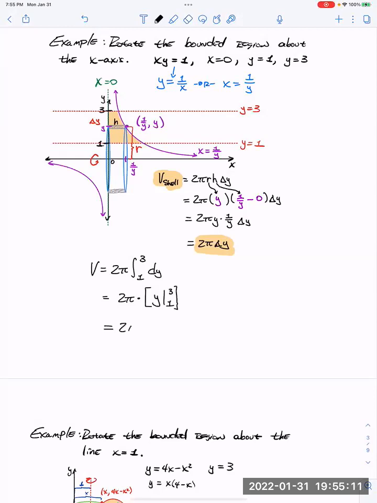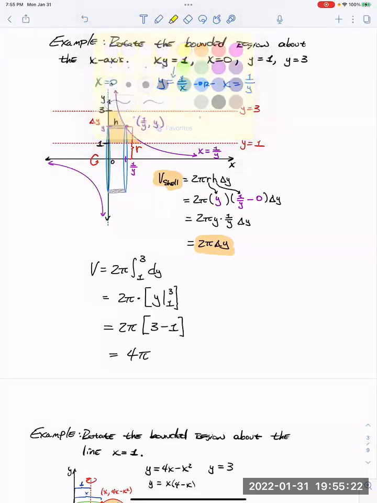So we get 2 pi times 3 minus 1, which is obviously 2. And so your final answer for this volume is 4 pi. So this is the volume, 4 pi cubic units, of taking this shaded region and rotating around the x-axis to make that odd-looking shape, right? Any questions on that one?